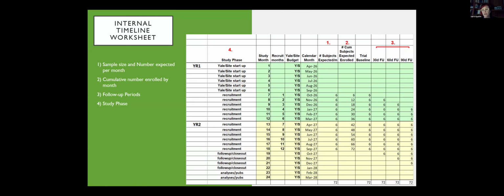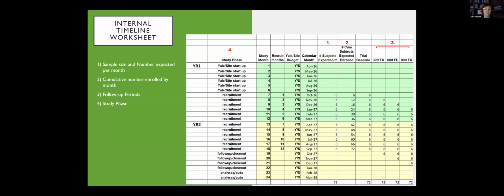It's 2 years long, and we've got to figure out you want like 72 patients. You've decided that your sample size is like 72. And you look at those large red numbers, that correlates with those numbers on the left-hand side. It says, how do I figure out my sample size, my number expected per month? Once I do that, what is my cumulative number enrolled by month? And what are the follow-up periods and study phase so that I can figure out how much money I need for all of this to occur?